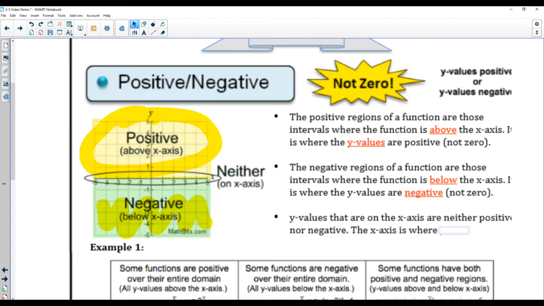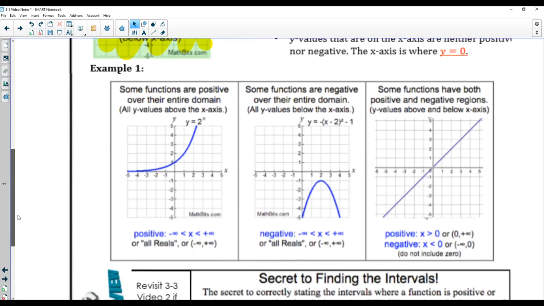The last region is on the x-axis. Values that are on the x-axis are neither positive nor negative. This is where y is equal to 0. And 0 is kind of a bridge between positive and negative numbers. So let me show you a couple of examples kind of how this works.